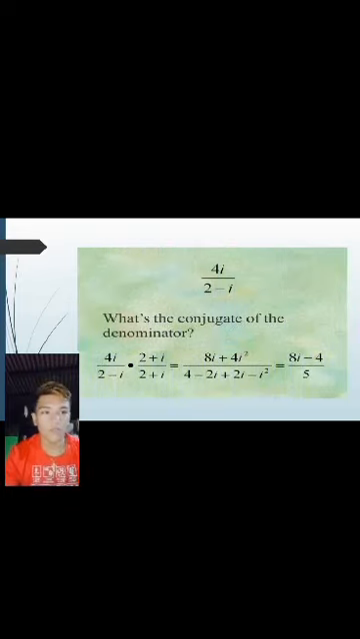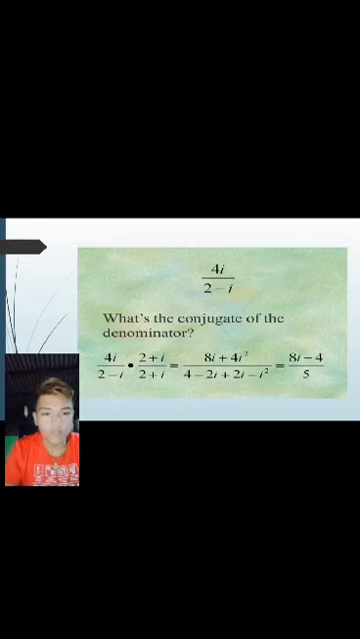So 4i over 2 minus i. What is the conjugate of the denominator? The conjugate of the denominator is 2 plus i. We first multiply the upper part. 4i times 2 equals 8i. 4i times i is equal to 4i to the power of 2. Next, we have to solve the lower part. We have to multiply the lower part.